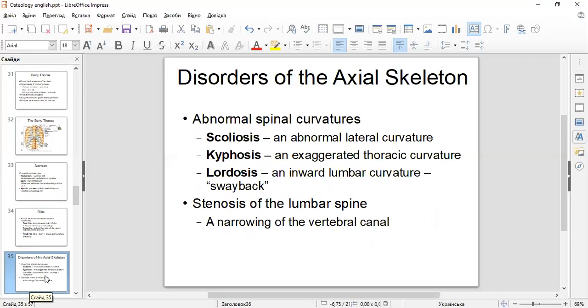Disorders of the exoskeleton. Abnormal spiral curvature, scoliosis, and abnormal lateral curvature, kyphosis, and exaggerated thoracic curvature, lordosis, and inward lumbar curvature, swayback, and stenosis of the lumbar spine, narrowing of the vertebral canal.